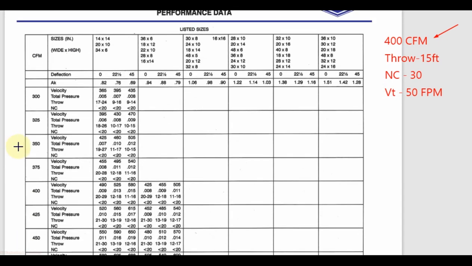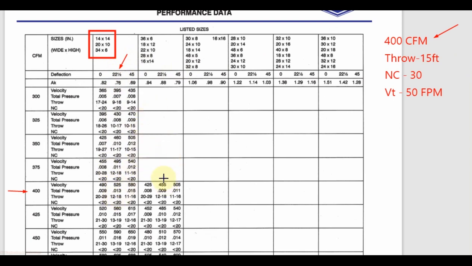Here we found this is 400 CFM. Then we will see the neck velocity: 490, 525, 580. So we can select these two. Then we will see the throw. First 20 to 29, this is higher. The second is from 12 to 18. So we can select this one. Then we will see the NC level less than 20. So all things are okay for this one. So we can select this grill size 14 by 14 inch or 20 by 10 inch or 34 by 6 inch with a deflection of 22.5.